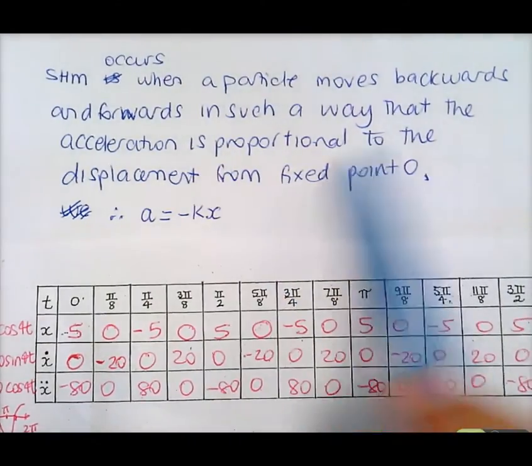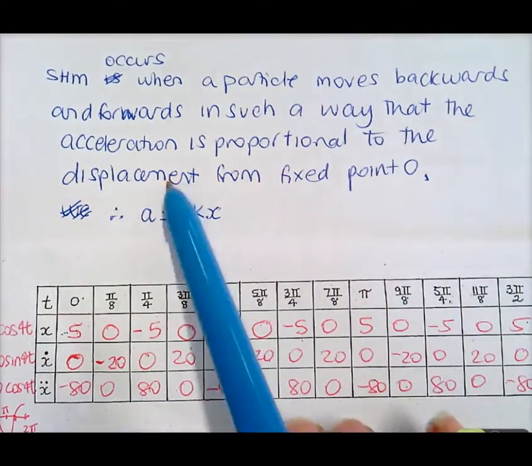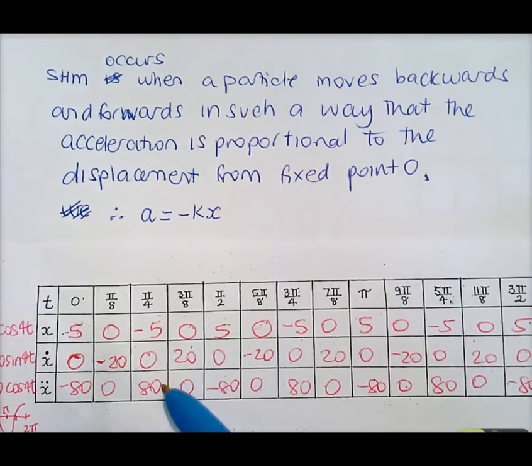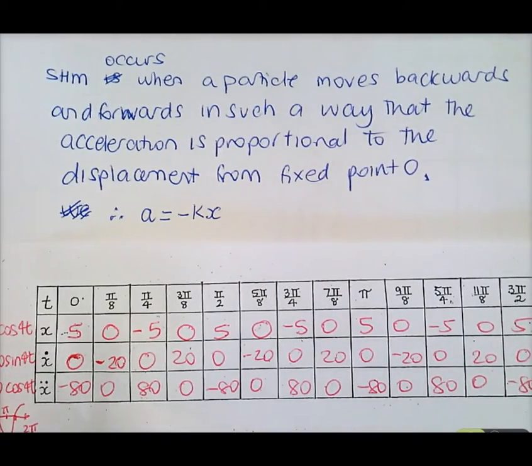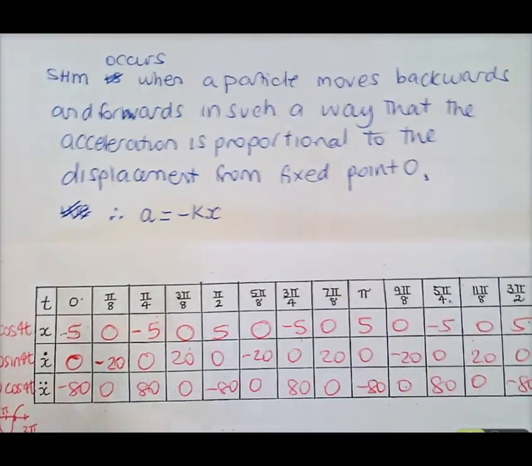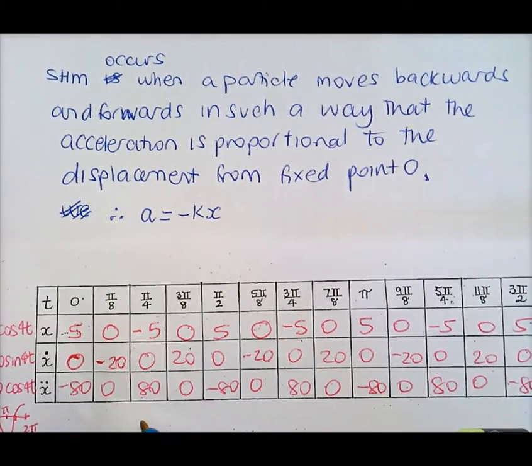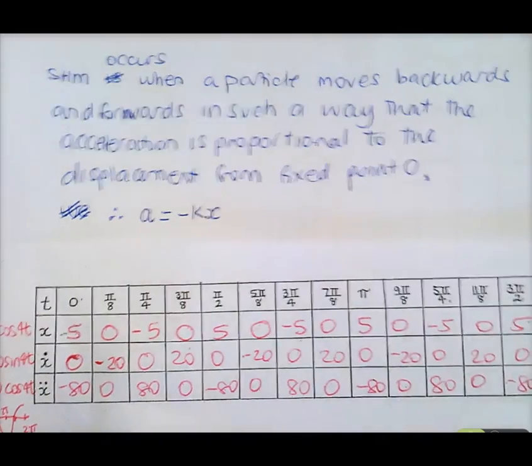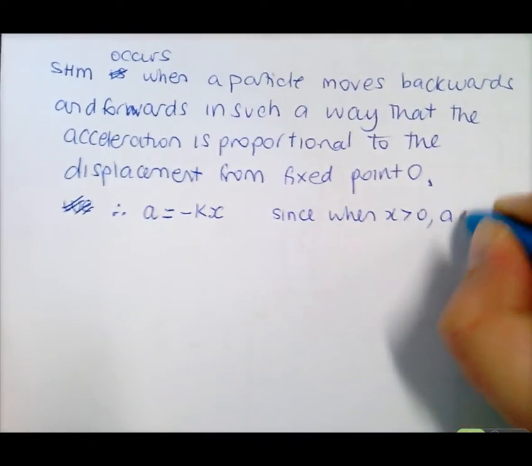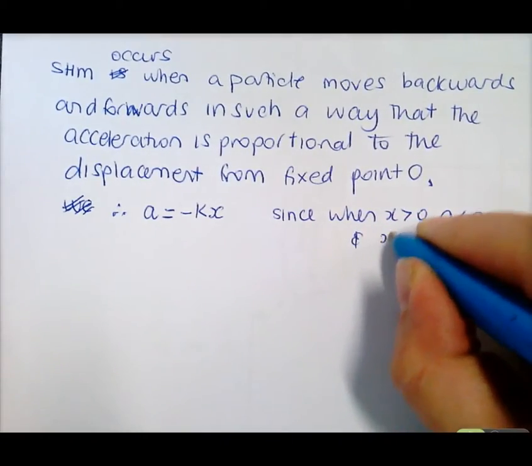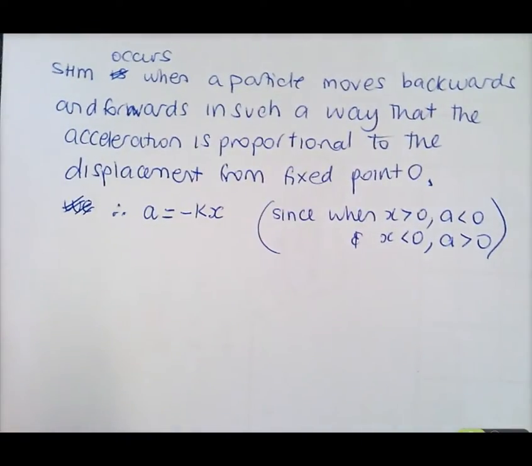That's what we mean by the particle moves backwards and forwards in such a way that the acceleration is proportional to the displacement. We can take the displacement, multiply it by a number and get the acceleration. Okay? Now, it's A equals negative K times X because you've got to multiply X by a negative number to get the A. Since when X is positive, A is negative, and when X is negative, A is positive, that's why A equals negative K times X.